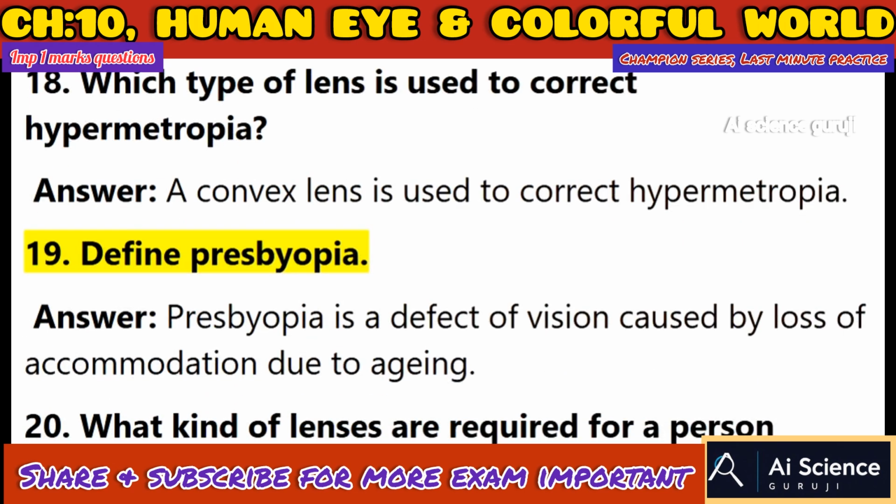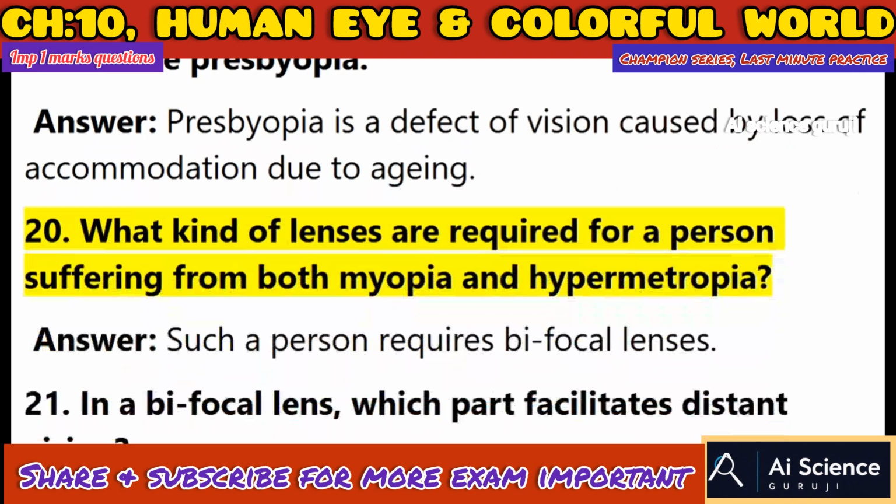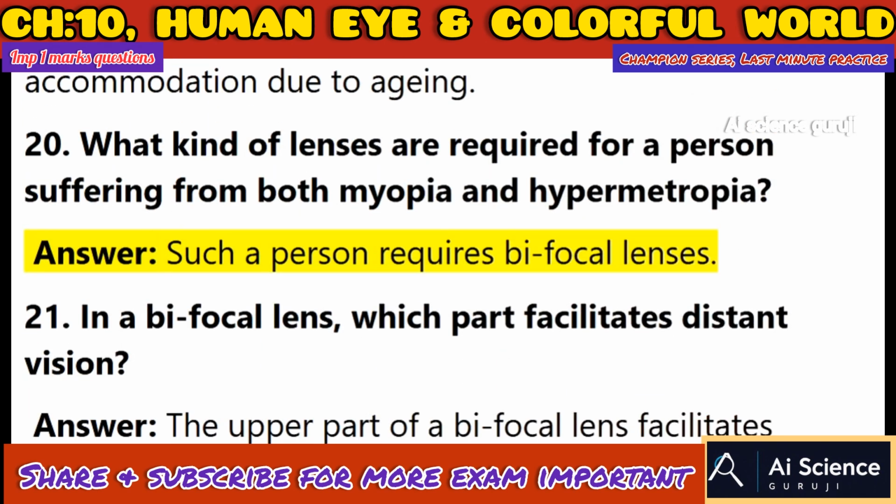19. Define presbyopia. Answer: presbyopia is a defect of vision caused by loss of accommodation due to aging. 20. What kind of lenses are required for a person suffering from both myopia and hypermetropia? Answer: such a person requires bifocal lenses.